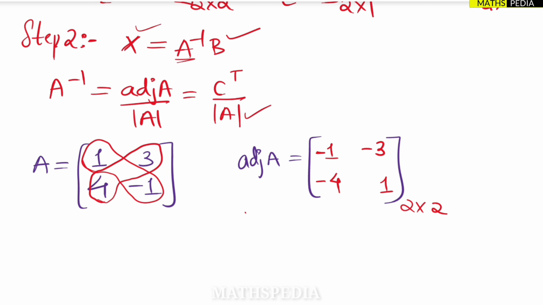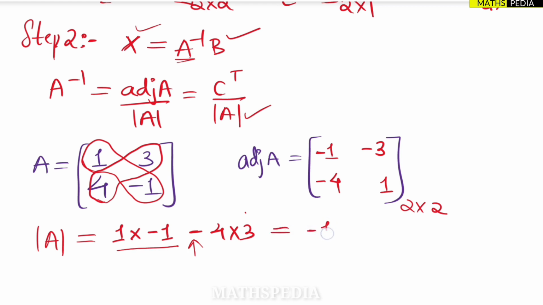So we'll find out determinant A, which is equal to 1 into minus 1 minus 4 into 3. Okay, determinant A we have to find out. So just multiply the diagonal elements from top to bottom, 1 into minus 1, then put one minus sign, very important, then multiply non-diagonal elements from bottom to top, 4 into 3, which is equal to minus 1 minus 12, right, which is equal to minus 13. So we have got determinant A as well as adjoint A.